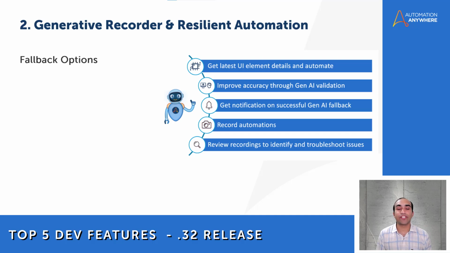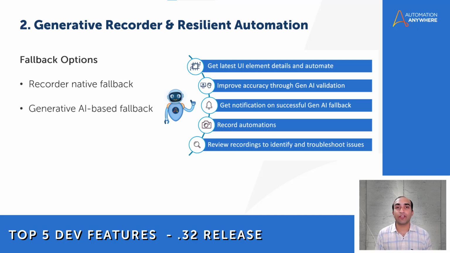Here are the two options you have. Recorder native fallback. This feature acts as a safety net by capturing multiple XPaths for identifying an object. These XPaths are then carefully assessed to identify their suitability for the current business application. When it's time to identify an object, only the most suitable and the one that works will be selected to identify an object, ensuring smooth execution. Generative AI-based fallback.